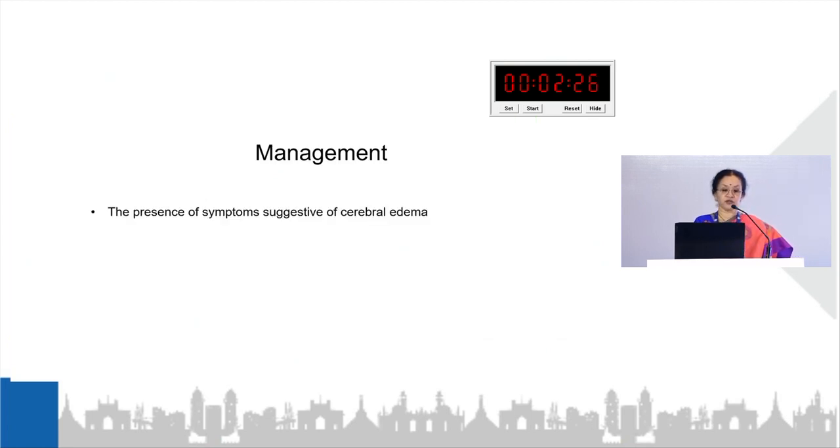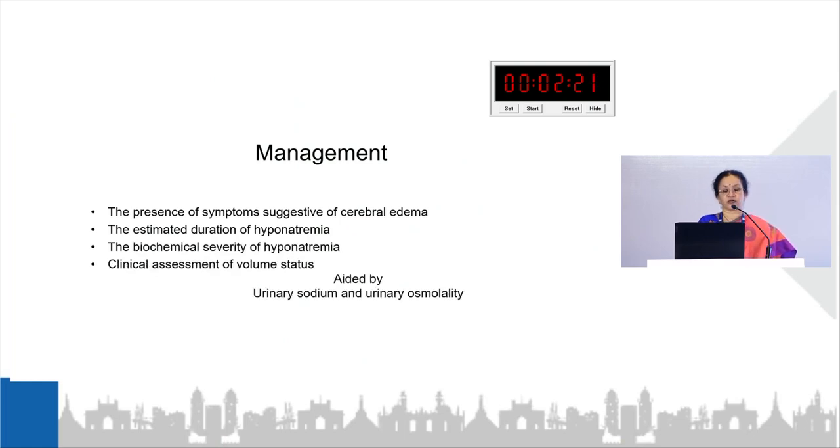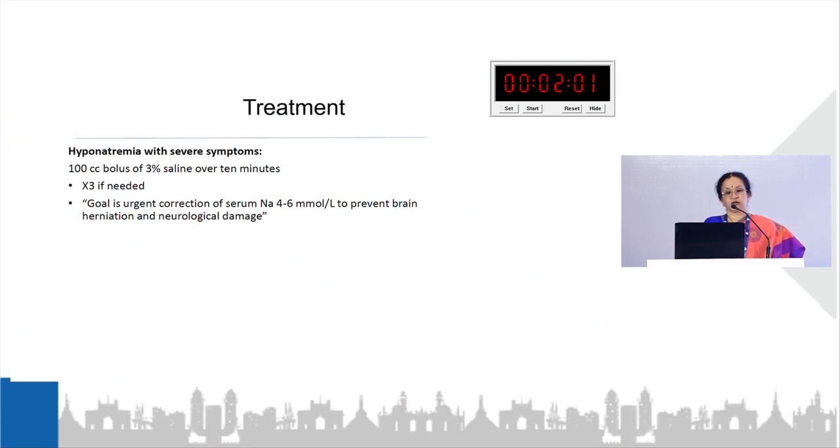Now finally, management of hyponatremia. As I already said, these are the 4 important parameters. One is the symptoms. The second is the duration. Third is the biochemical severity. And 4th is the volume status. So these will decide the management, and most important tests are the urinary sodium and the urinary osmolality. Now, treatment of hyponatremia. Severe hyponatremia is an emergency where managing hyponatremia is of paramount importance first, followed by looking for the cause.